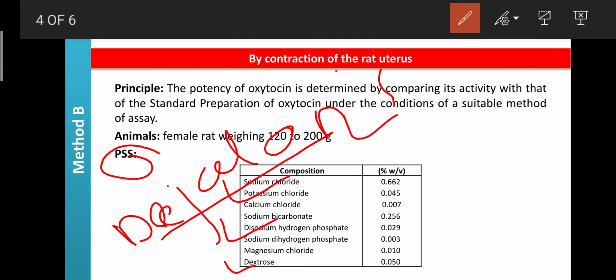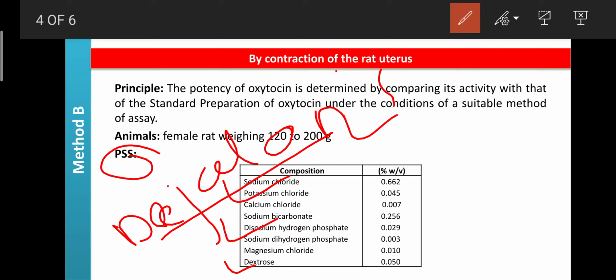And the composition of D-Jalon solution contains sodium chloride, a source of sodium, and sodium is required for depolarization. Depolarization is required for the opening of the calcium channel. Due to the opening of the calcium channel, calcium can enter the muscle and cause contraction. That is the role of sodium chloride. It is a source of sodium, and sodium is required for depolarization.